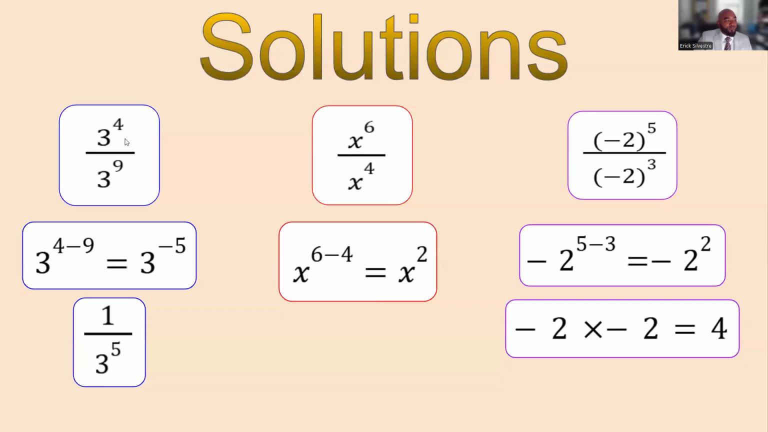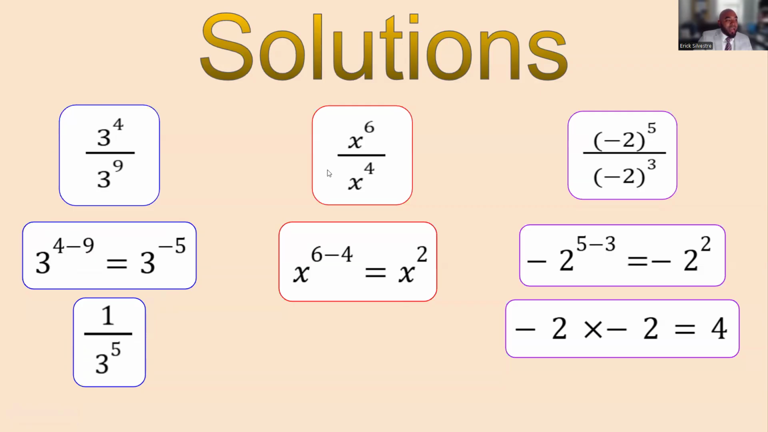If you notice, 3 to the 4th divided by 3 to the 9th, same base. Subtract the exponents. 3 raised to 4 minus 9. We know that 4 minus 9 is -5. Now we have a negative exponent, so we have to apply the negative exponent rule, which is we have to divide 1 by the value to get rid of that negative exponent. So I have 1 over 3 to the 5th power as my final answer.